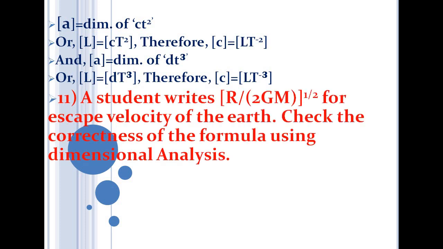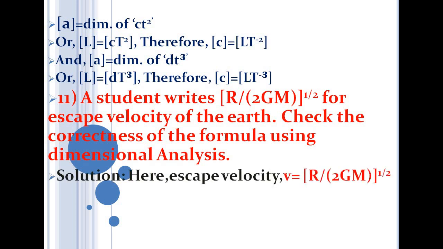A student writes r by 2 gm whole power half, that is square root of r by 2 gm, for the escape velocity of Earth. Check the correctness of the formula using dimensional analysis, where r is the radius of Earth, g is the universal gravitational constant, and m is the mass of the Earth. Let's begin. Escape velocity v equals r by 2 gm whole power 1 by 2. It's a formula given by the question, or simply a student writes this as the escape velocity. Now we have to check whether this formula is dimensionally correct or not.